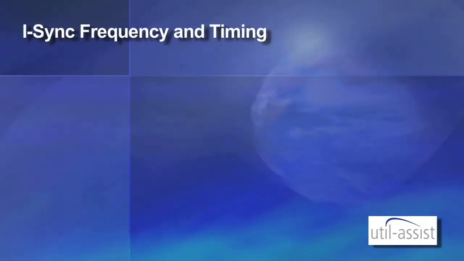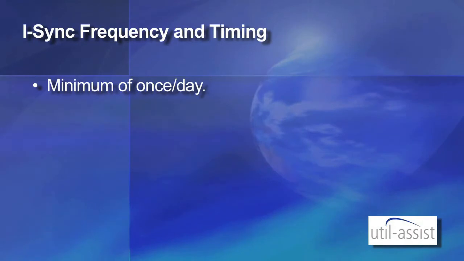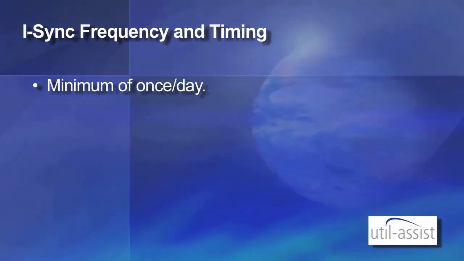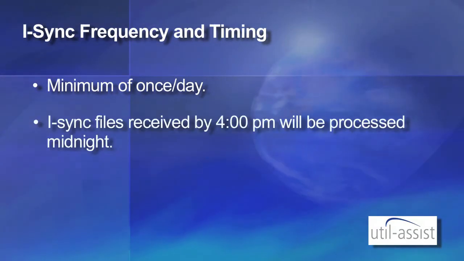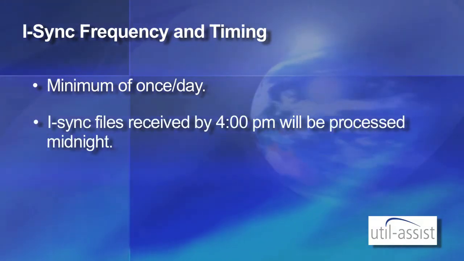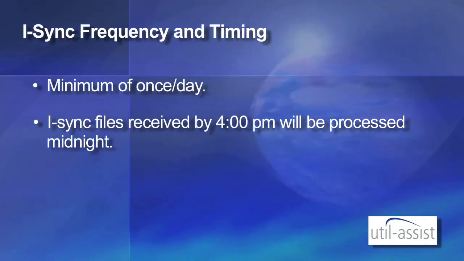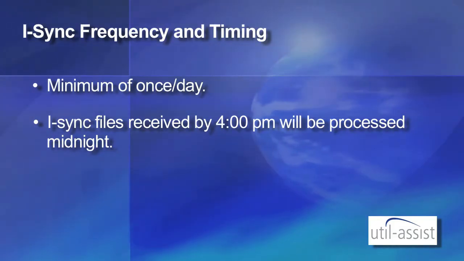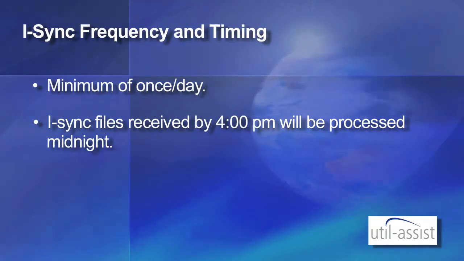iSync frequency and timing. Incremental synchronization files are expected from each LDC once per day. The LDC can also send multiple iSync files in a day. iSync files received by 4 p.m. will be processed by midnight. The changes will have been updated prior to meter data arriving the following morning.